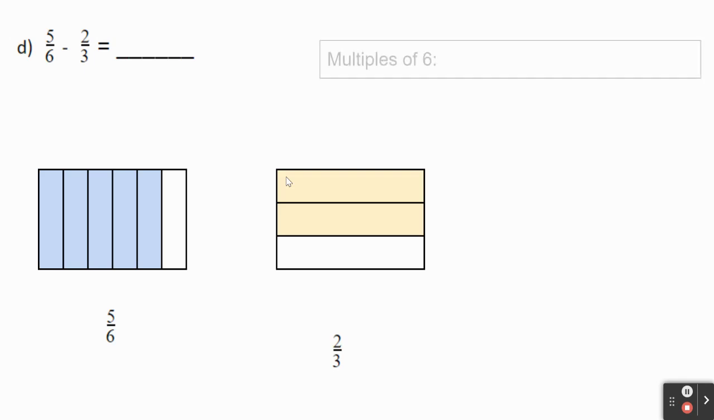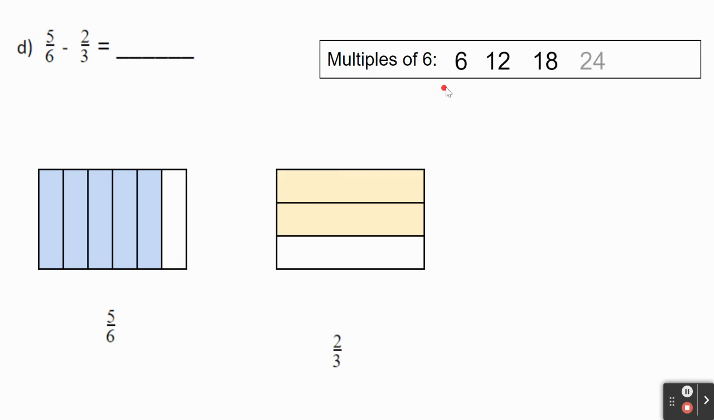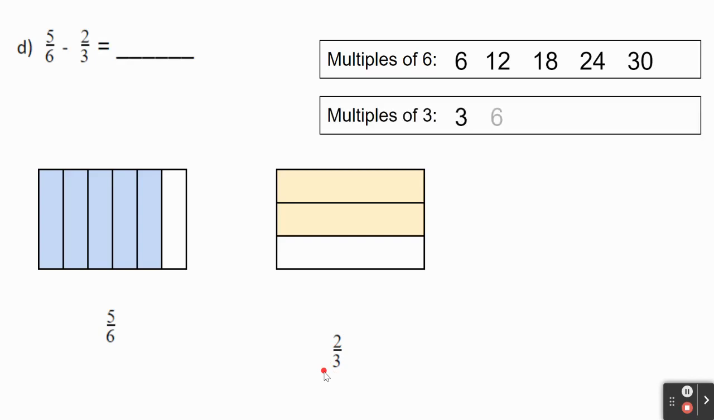So what we're going to do is list out the multiples of each denominator, starting with the denominator 6, since that's the denominator of our first fraction. Here we have 6, 12, 18, 24, and 30. Now we can list out the multiples of 3, since 3 is the denominator of our second fraction. We have 3, 6, 9, 12, and 15.